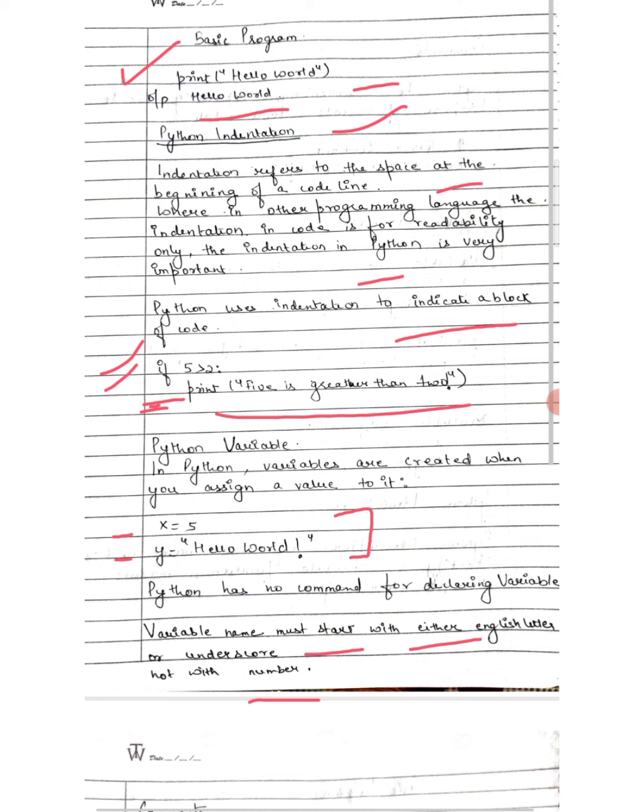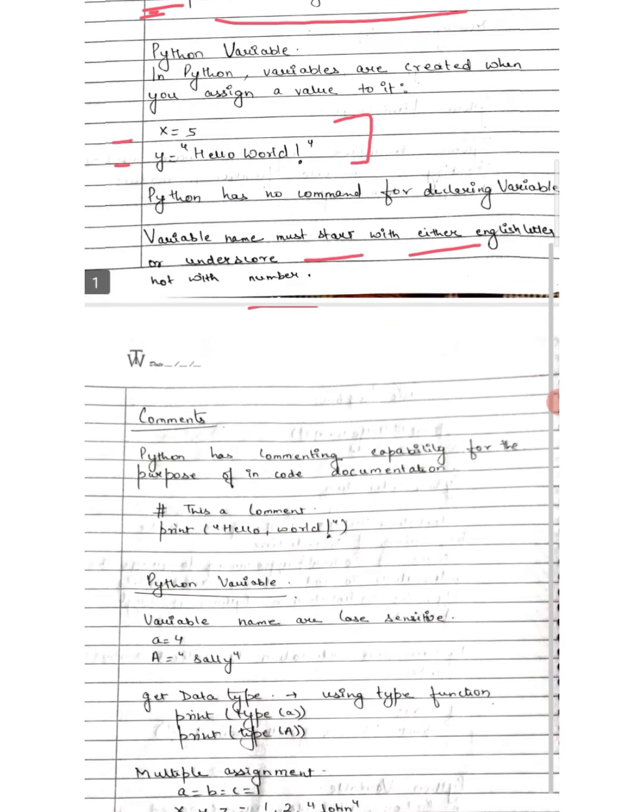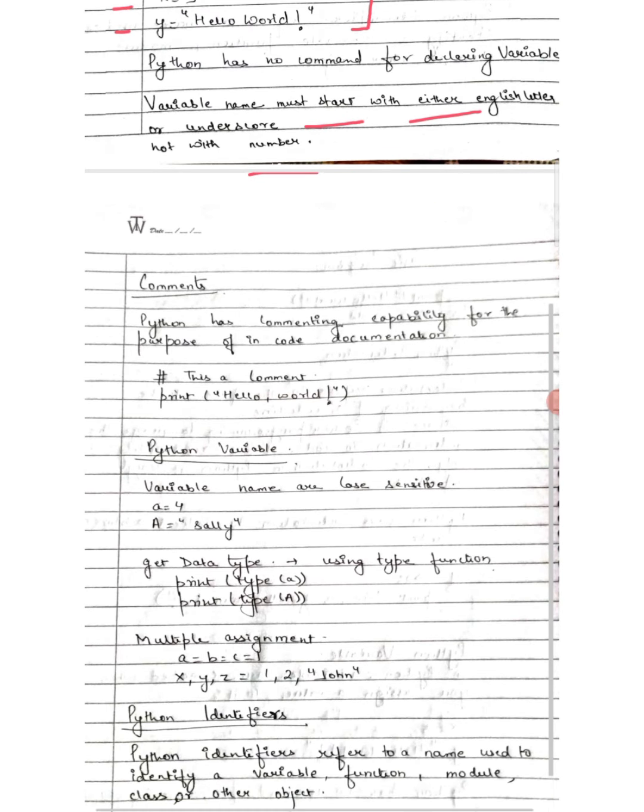The second part in this video will study the comment section, how we use a comment in Python. In the documentation we use this symbol to write a comment. Now another important point for variables is that variable names are case sensitive. Here a small letter a and a capital letter A are considered different, and there are two data types, not one. In small a is equal to 4 we consider an integer value. In capital A is equal to Sally we consider the value as a character.